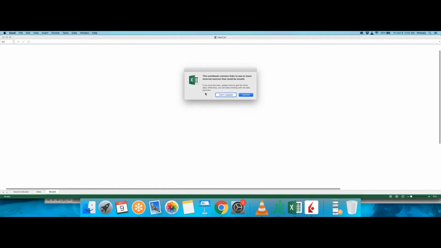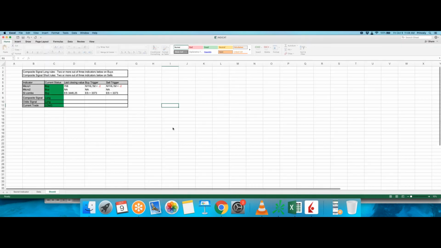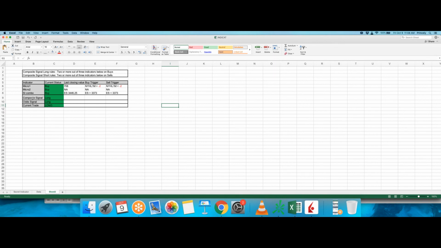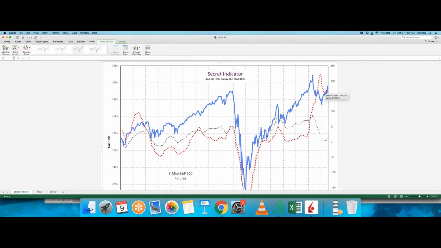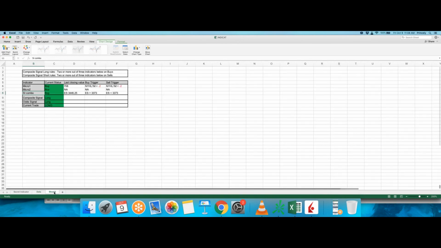Okay, so we looked at the micro 2, the micro 1, and the secret indicator combo. This is a secret indicator. It's basically the red dots and the white dots have to be pointing in the same direction. So it went to a buy somewhere around here, and it's been on a buy. So this tracking sheet is what I share every day.